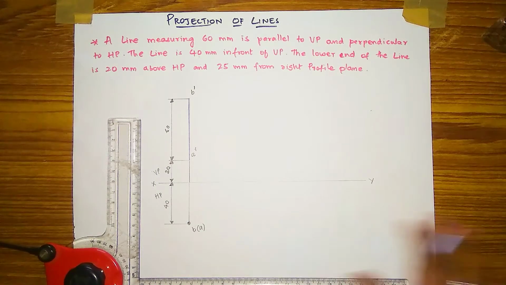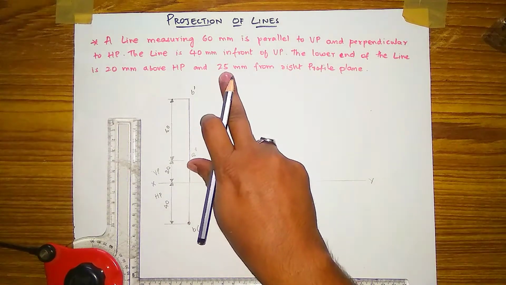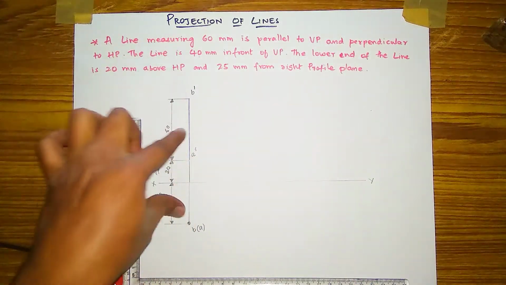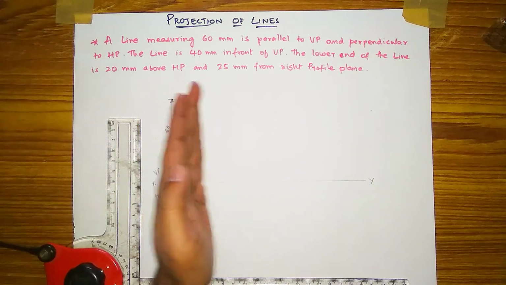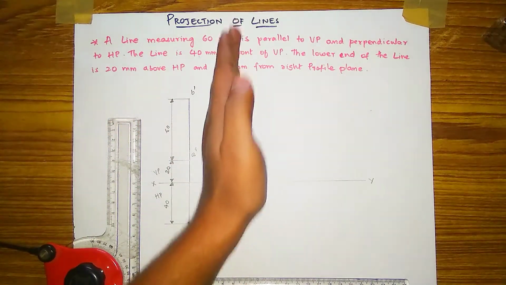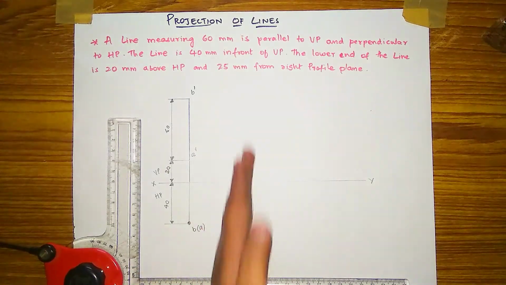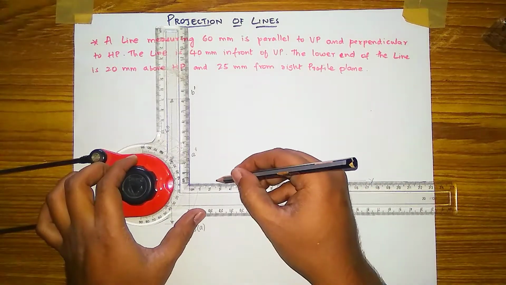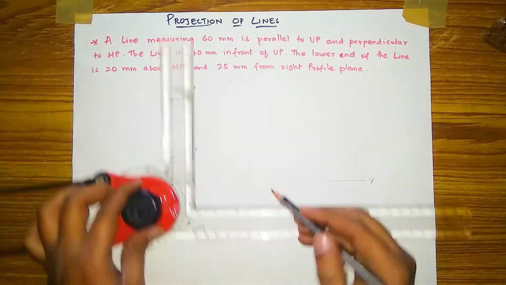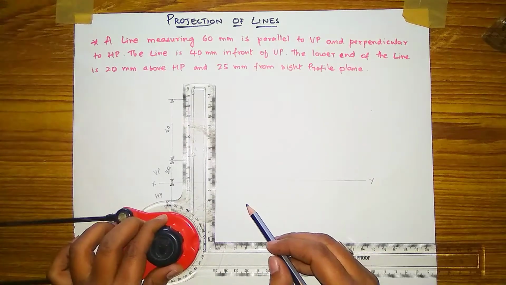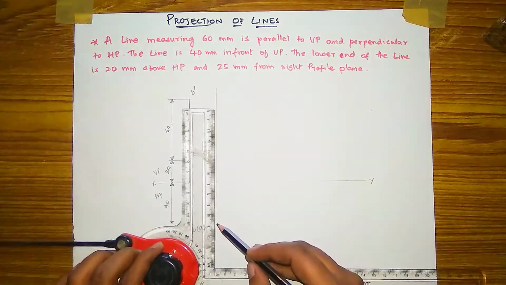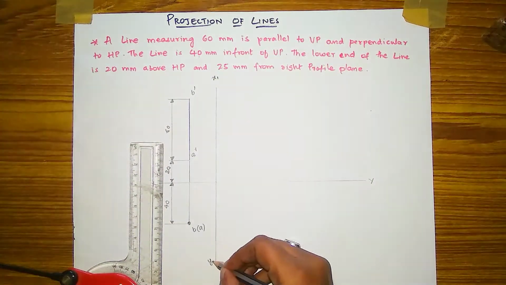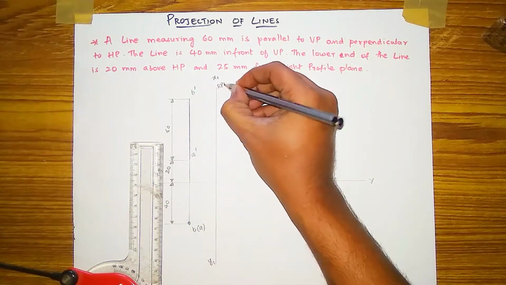Okay, then after, in the question he gave you one more distance, 25 mm from the right profile plane. That means from this projector there is a distance of 25 mm till the right profile plane. So you have to take a 25 mm distance from this projector, put a dot, and draw a right profile plane like this. This will be X1, it is also called X1 Y1, the right profile plane.